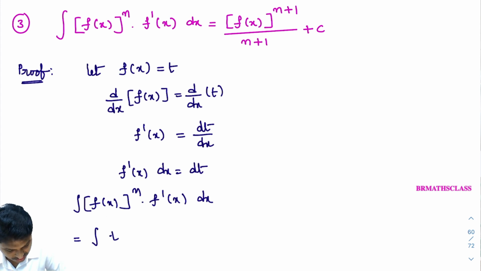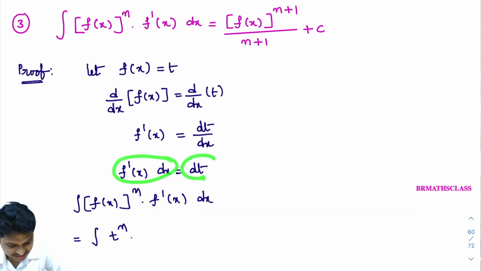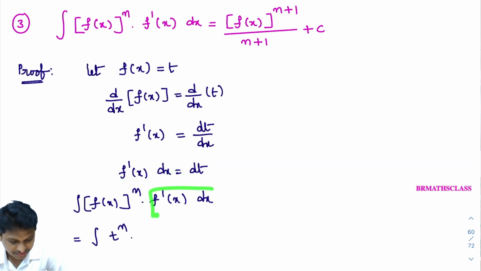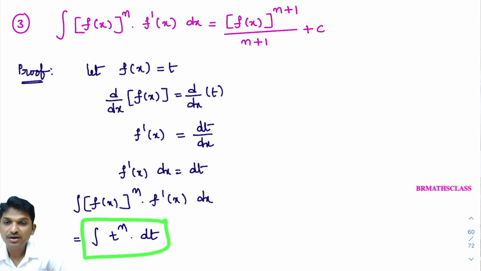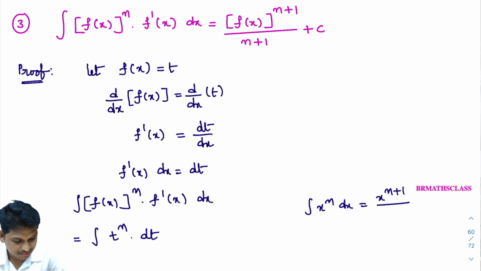Okay, t power n into f dash of x dx is there. Look here, what we got f dash of x dx as? We got f dash of x dx as dt. So in place of f dash of x dx, I'll write dt, into dt. Okay, now look at this, it is of which form? What is the formula we learned in first class? Integral of x power n dx formula is what? It is x power n plus 1 divided by n plus 1 plus c.